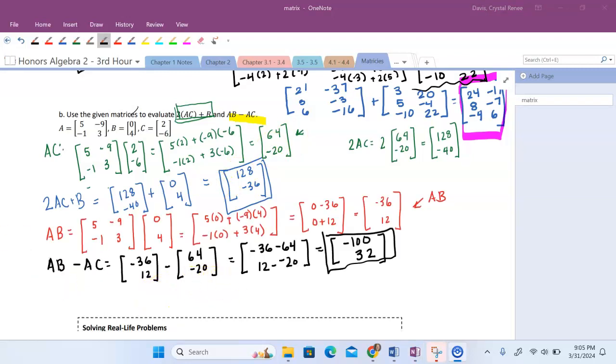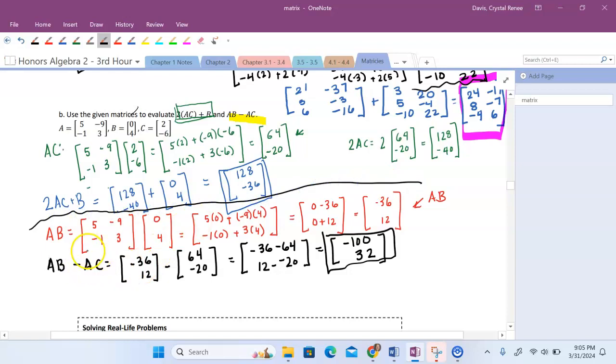All right, so AB minus AC, I probably should have put a line here for my previous one. So it starts right here in red. So A times B, I got -36 over 12 when I simplified it all out. And then I found AC right here. And so rather than redoing it, I just used the 64 over -20 that I found in the previous problem. And when I subtract them, I get -36 minus 64, which is -100. And then 12 minus a -20 is 12 plus 20, which is a +32. So this right here would be my answer to AB minus AC.